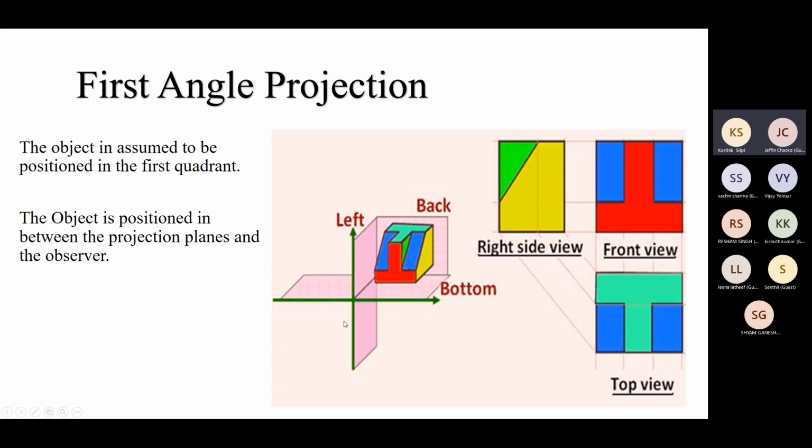In third angle projection, the front view will be like this, the top view will be in the top, and the right side view will be in the right side. That is the only change. In the same image, we have drawn the top view in the bottom, and the right side view in the left side. In third angle projection, the top view will be drawn in the top and the right side view in the right side. That is the only difference.